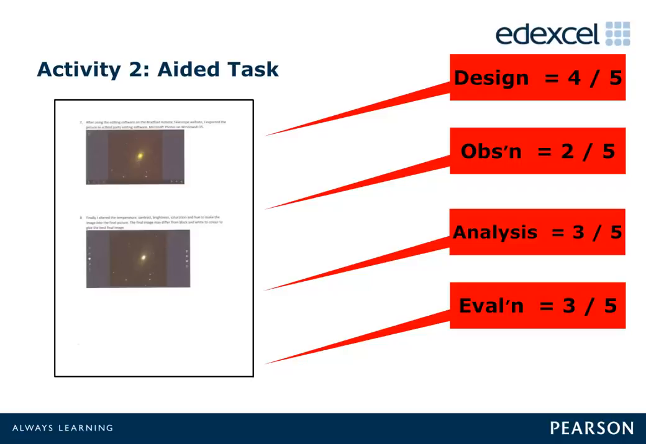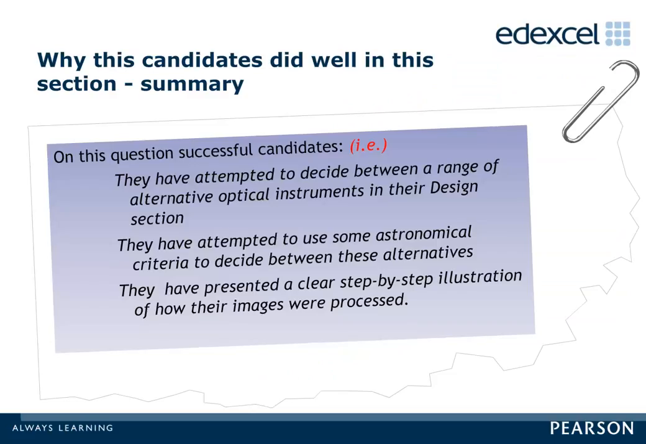These are the final marks for this piece of CA work, which would have scored a total mark of 12 out of 20. The strengths of this piece of work, which helped it to gain marks, were: they have attempted to decide between a range of alternative optical instruments in their design section. They have attempted to use some astronomical criteria to decide between these alternatives. They have presented a clear step-by-step illustration of how their images were processed.